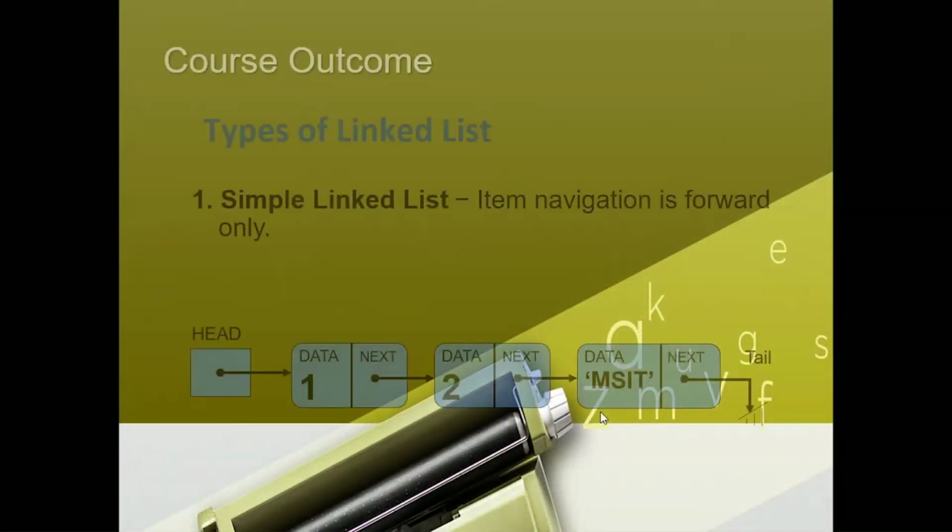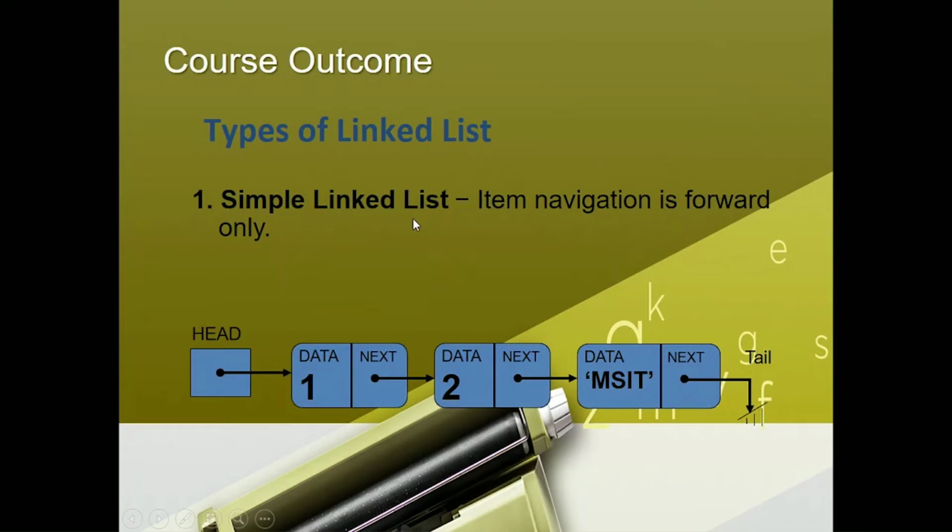So, let's proceed to the types of linked list. First, simple linked list. Item navigation is forward only. Simple linked list is the most commonly used linked list. And also, here in simple linked list, each node contains two parts, one is the data and the other one is the pointer to each next node.